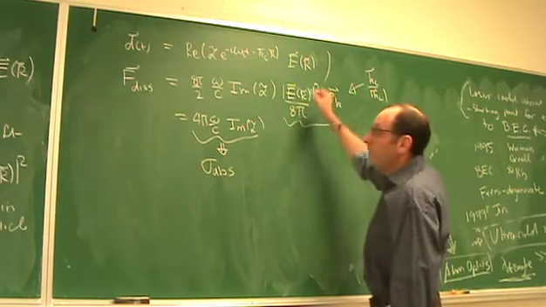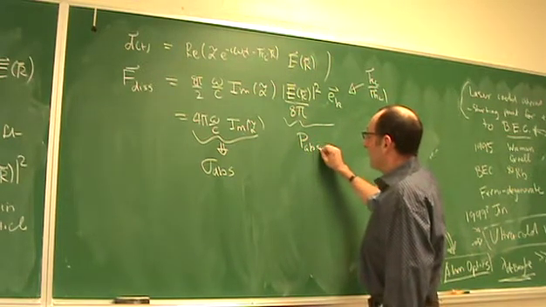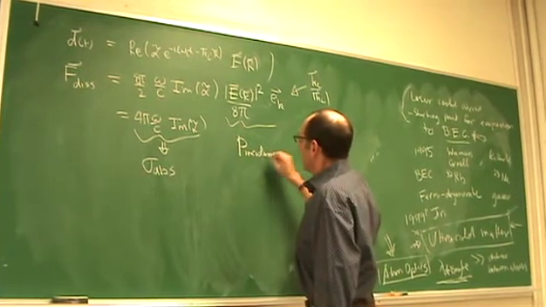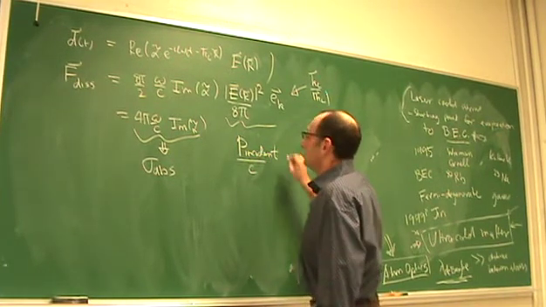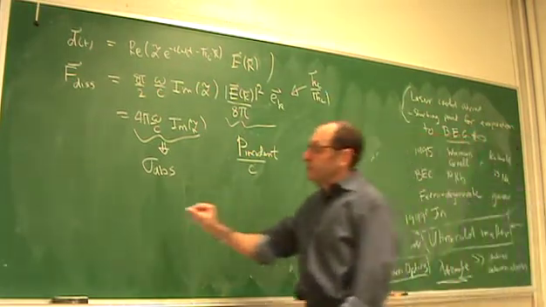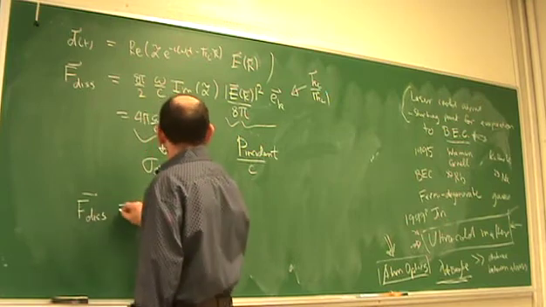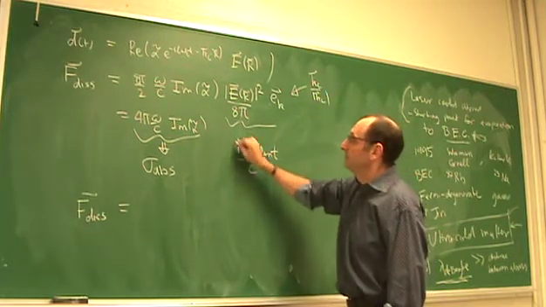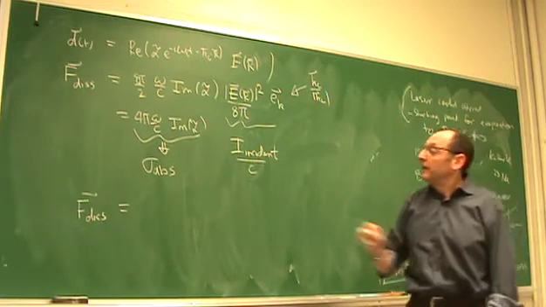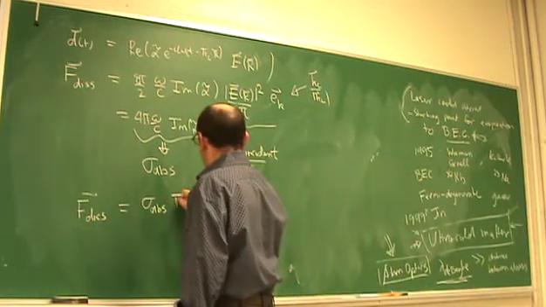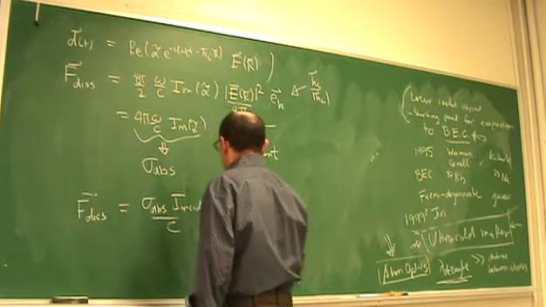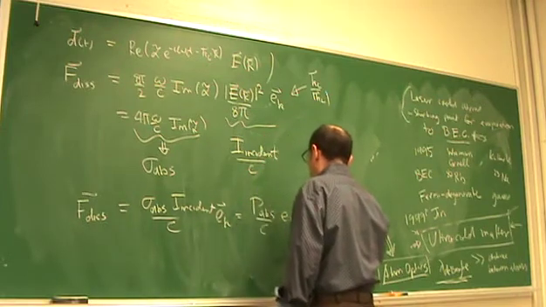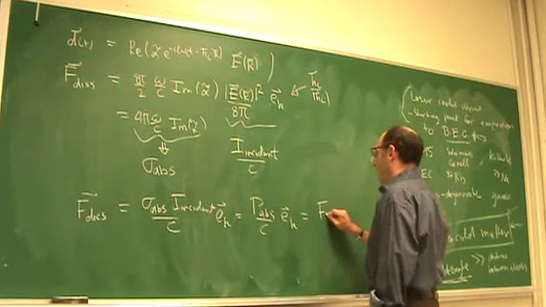And this is equal to the power absorbed, or the power incident, divided by the speed of light. So our dissipative force is equal to, excuse me, this is not the power, this is the intensity. This is equal to then the absorbed power over the speed of light, and the direction of the force is the direction of the wave vector. This is what we call radiation pressure.